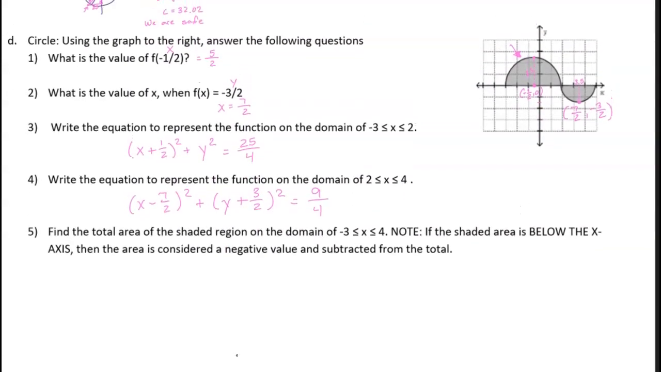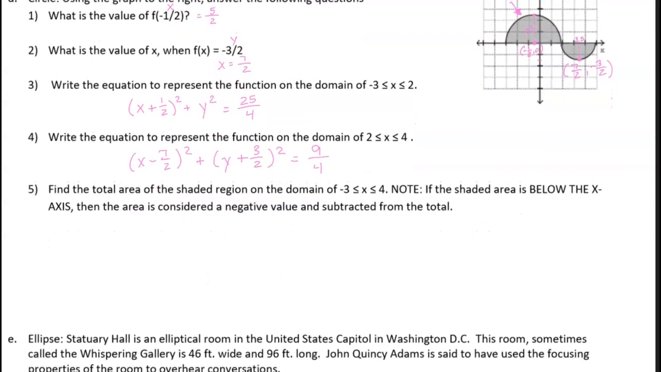And last but not least, find the total area of the shaded region of the domain of negative 3 to 4. Note, if the shaded area is below the x-axis, then the area is considered to be negative and subtracted from the total. So we need to figure out what the areas of each of these semicircles is. So if I call this circle A and this circle B, because it says that if it's below the x-axis, it's determined to be a negative area, it wants us to take the A circle and subtract the B circle.